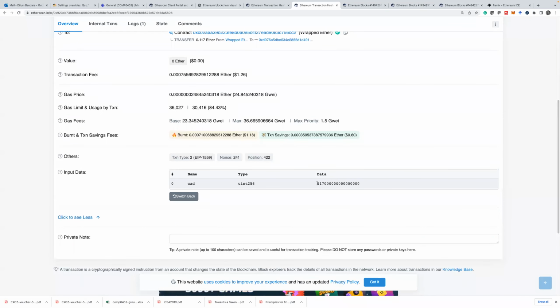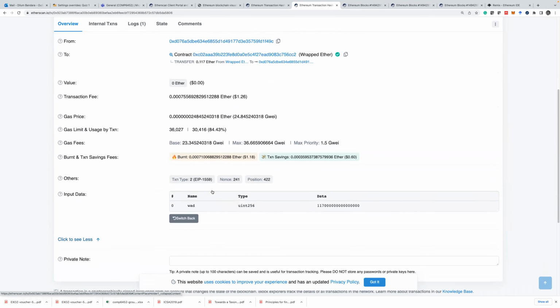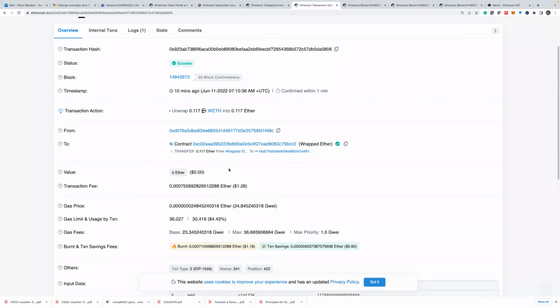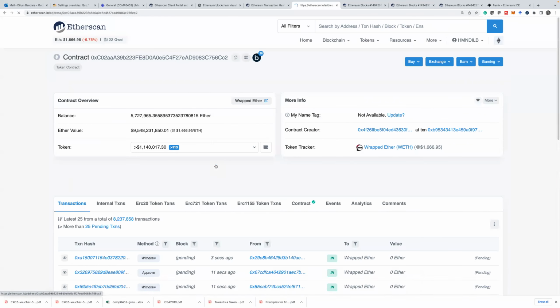It looks like a pretty big number, but not necessarily, because you may have like 10 fraction points, or even maybe more, like let's say 12 or 18. So in that case, it can actually be a fairly small amount as well. Now, if I go into a little bit about this smart contract, let's click on this one.